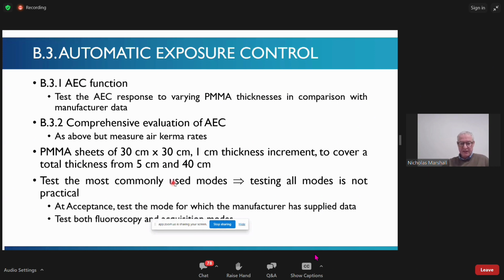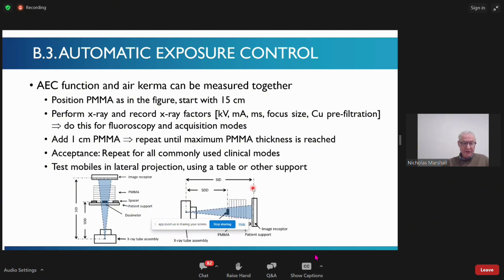I mean, there'll be 50, 60, 70 modes on some systems or protocols. So you need to know which are going to be commonly used, which modes the manufacturers supply data for at acceptance, and make this measurement. To do the measurement, you position your PMMA, for example, on the table. It says start with 15 centimeters for adult programs. Do some X-ray, like fluoroscopy.